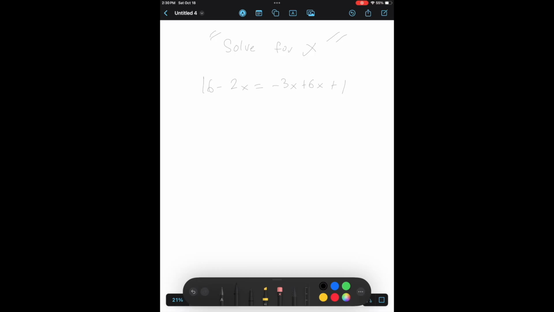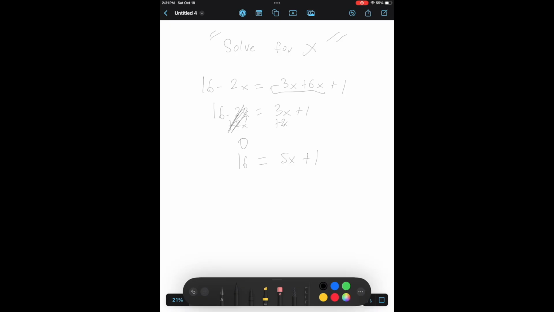So the first thing that we should do here is simplify this. Of course, this just becomes 3x. And then we actually have to start moving things around. So the cool thing here is I can just add 2x here, and then this just becomes 0. But in order for the equation to still be true, I have to add 2x on the right side as well. So this becomes 16 is equal to 5x plus 1.